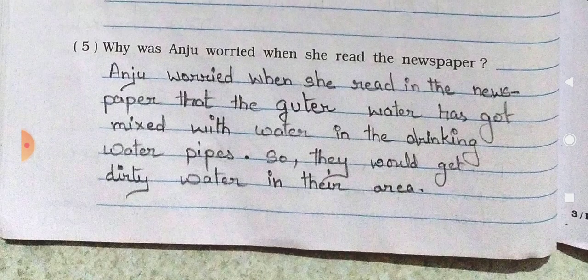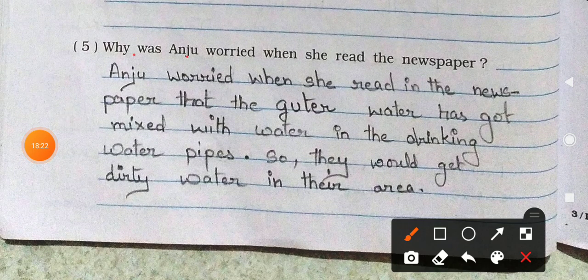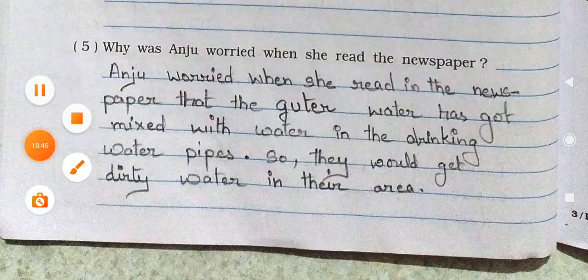Fifth, why was Anju worried when she read the newspaper? Answer: Anju was worried when she read in the newspaper that the gutter water had got mixed with the water in the drinking water pipes, so they would get dirty water in their area. That's why Anju was worried. Come on, next page.